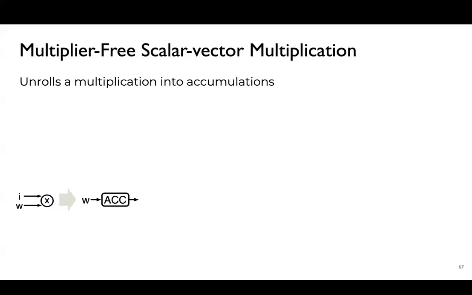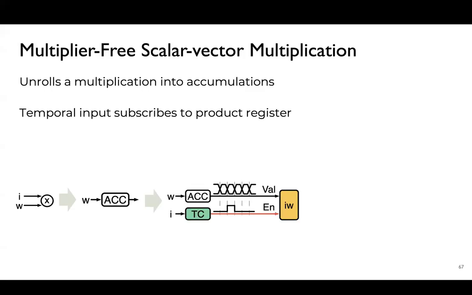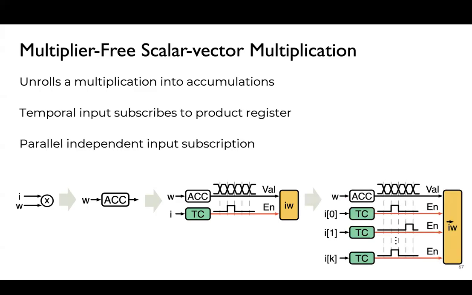And once again, we show our multiplier-free scalar vector multiplication here. As the first step, we transform a single multiplication into a series of accumulations. Then we convert the input into temporal coded bit streams and use the temporal bits as enable signals. And finally, we can have many parallel independent structures like this. Each of them corresponds to an independent input, but they all share the same set of accumulation results.